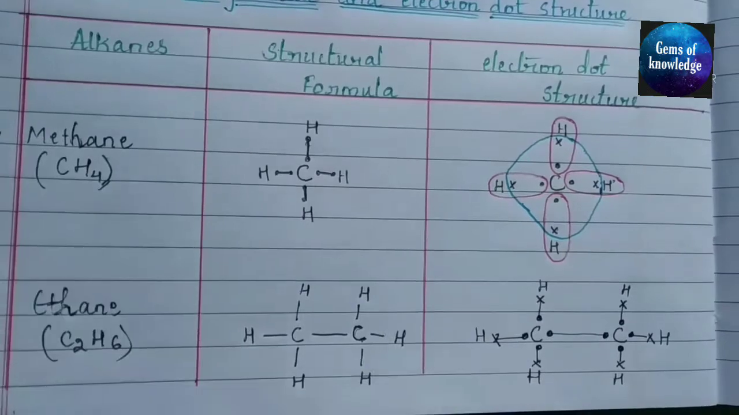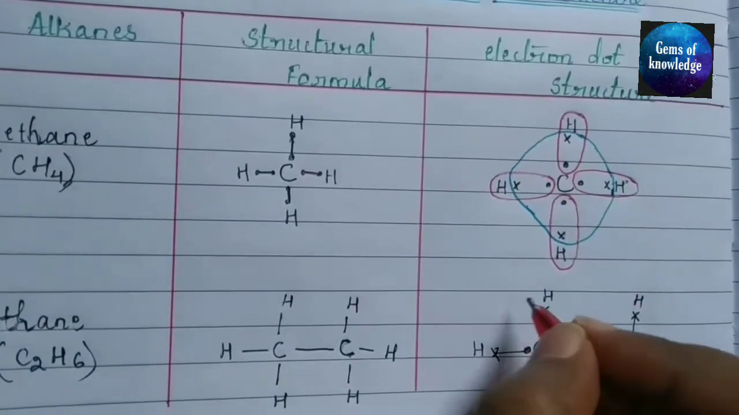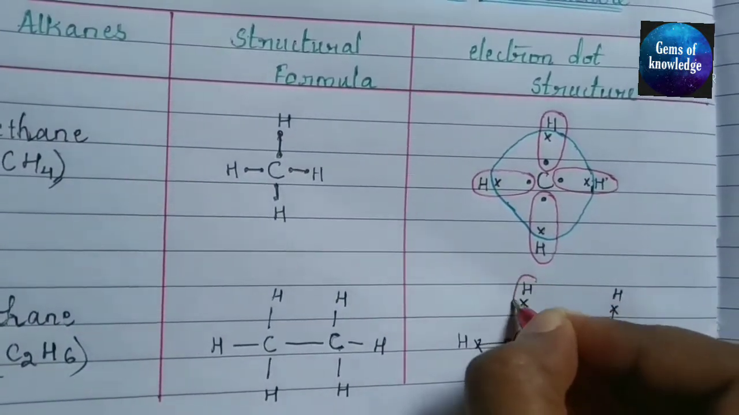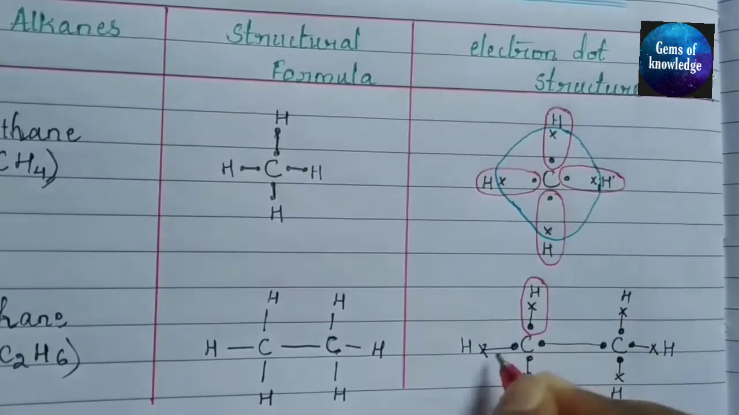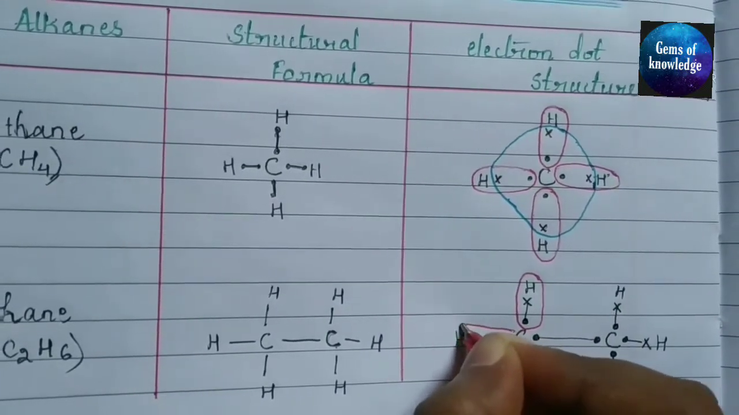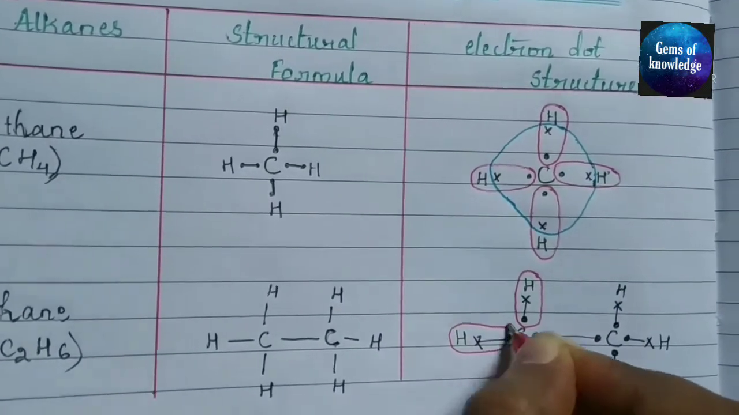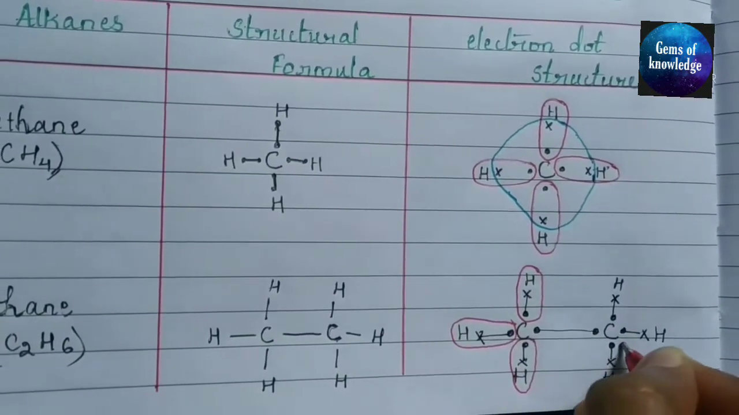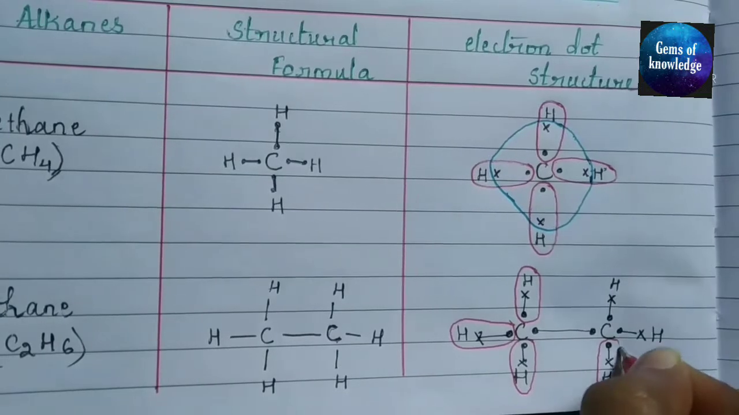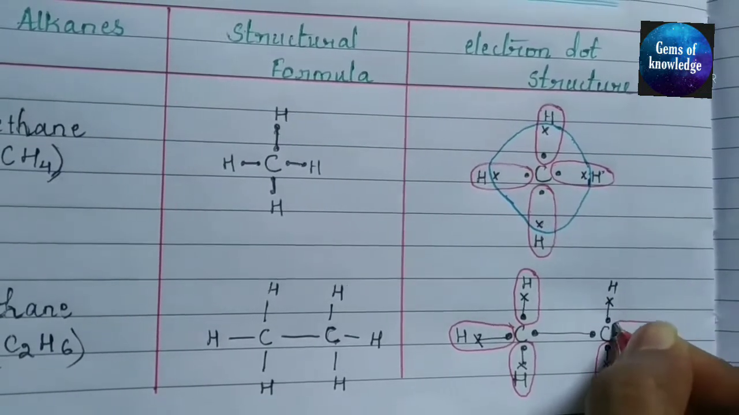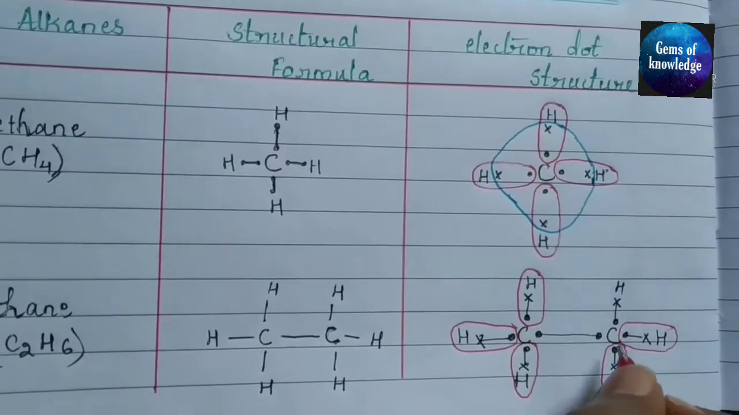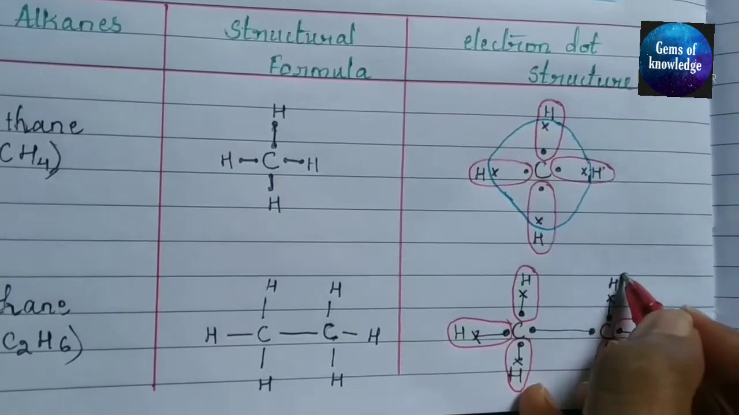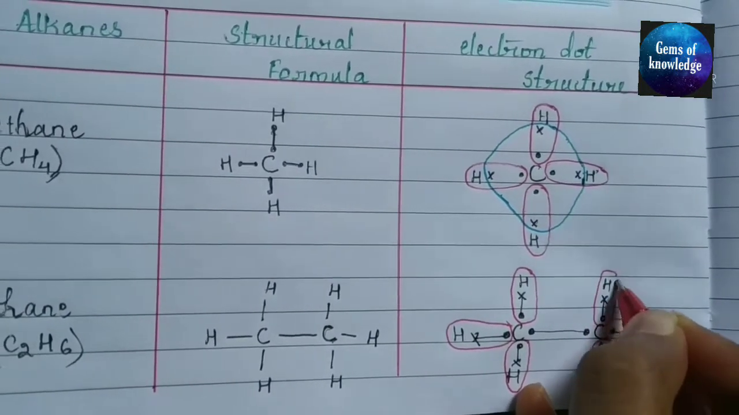Next, hydrogen will form a bond with its neighboring atom. This one will form a bond with its neighboring atom. Again, this will form a bond like this. This will form a bond like this. Hydrogen is having one bond, but it will take 2 electrons, double of that.